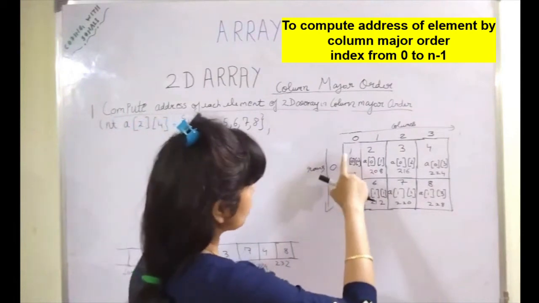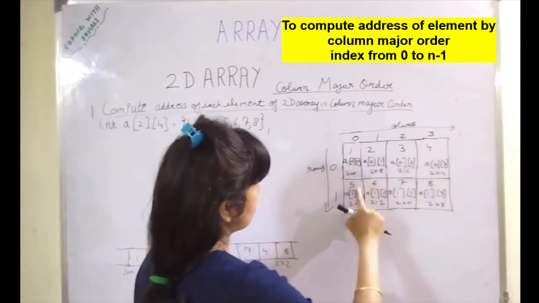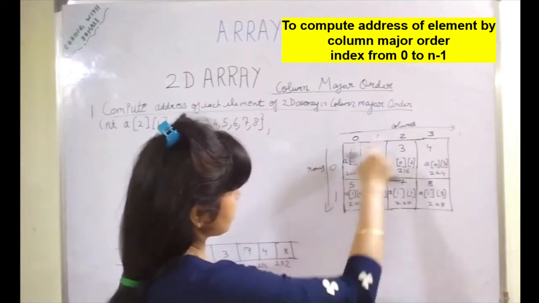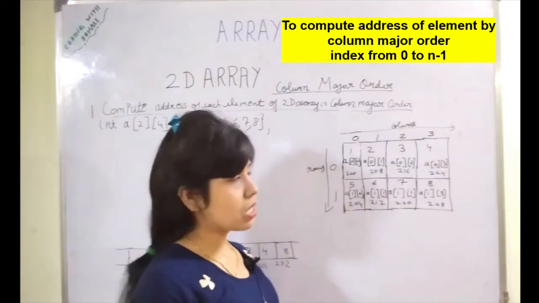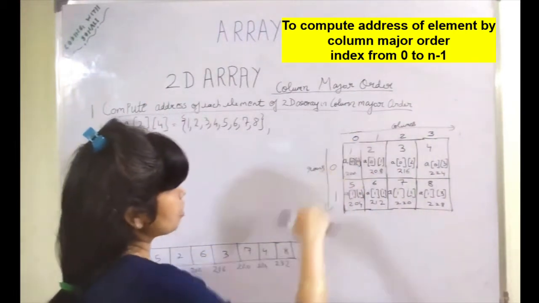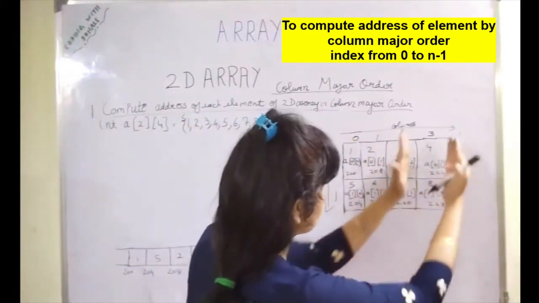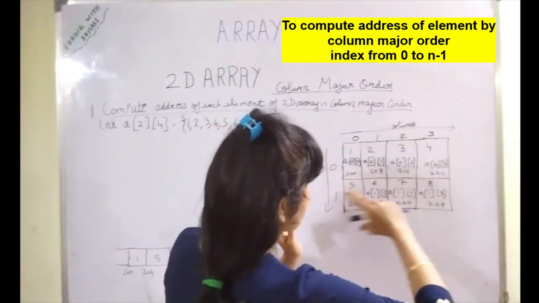Now you can see here this element 1 is there, then 2, 3, 4, 5, 6, 7 and 8, and indexing we are starting from 0 to n minus 1. We will see first for this, that since in the memory this is a column major order, therefore column wise, this is 1 column, this is 2 column, this is 3 column, this is 4 column, this is 1 row and this is 2 row.